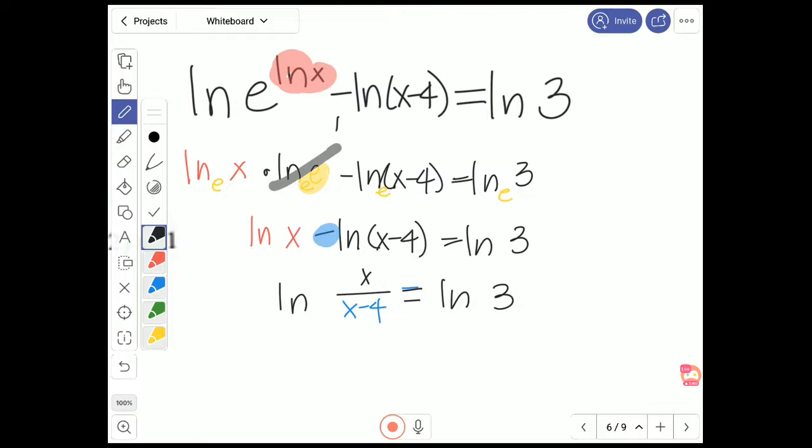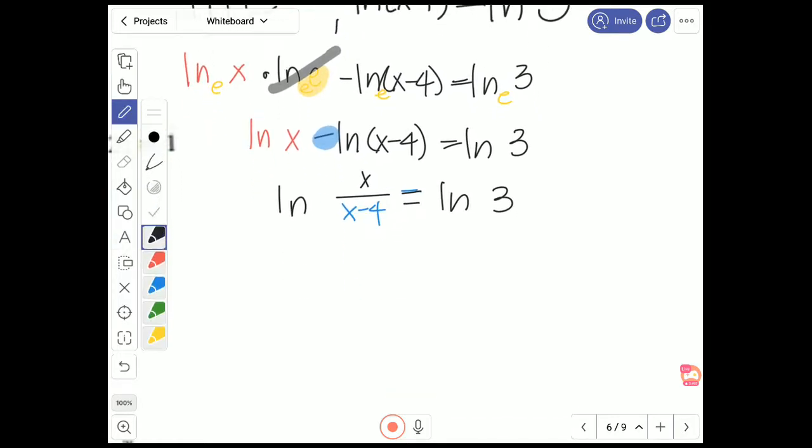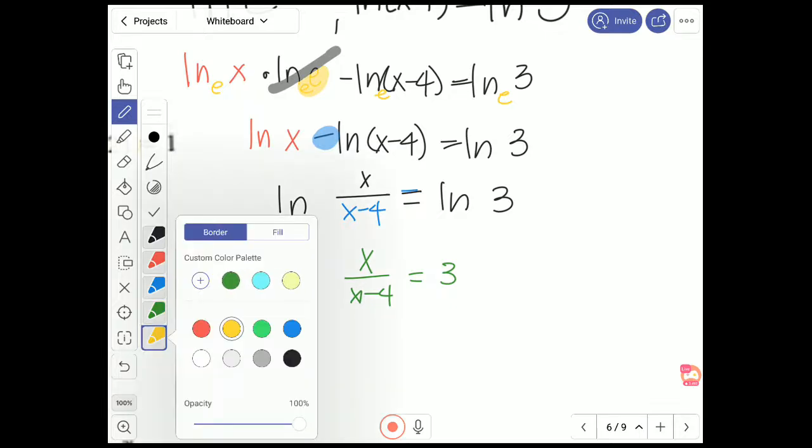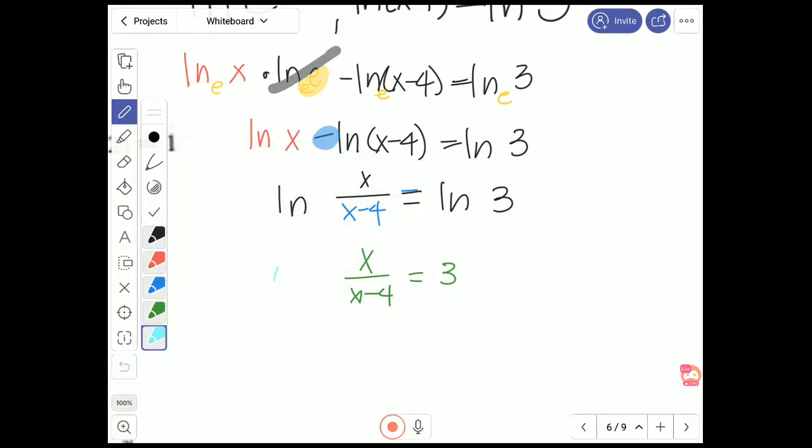And if I'm taking the natural log of something and it equals the natural log of something, then those somethings must be equivalent. So I can drop the logs, and I get x divided by x minus 4 equals 3. And this is a problem that I can then solve. So to solve this, I need to multiply both sides by x minus 4. And that gives me x equals 3x minus 12, because I just distribute that 3 in there.